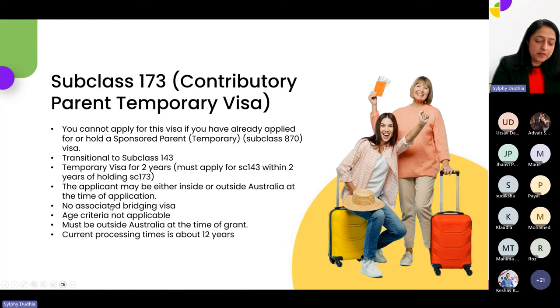The applicant may be either inside or outside Australia at the time of application, but there will be no associate bridging visa. They must be outside Australia at the time of grant, and the current processing time is 12 years.